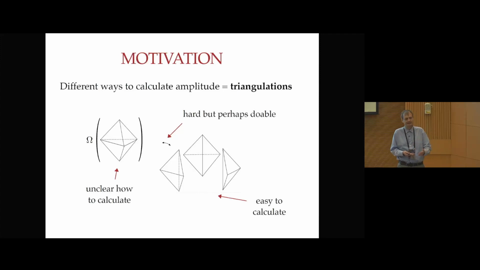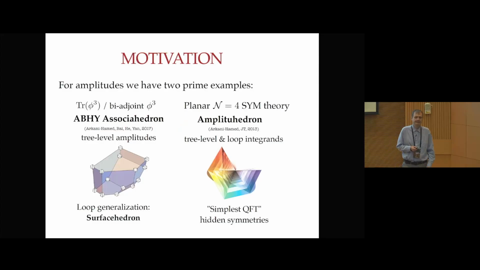So once this relation between the geometry and amplitude is established, different ways of calculating the amplitude, even these standard physical ways using recursion relations or Feynman diagrams, correspond to different triangulations of the geometry into elementary pieces. And here we will discuss the two prime examples that we have.